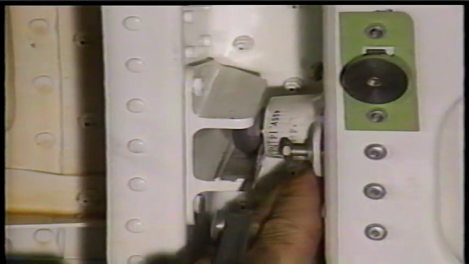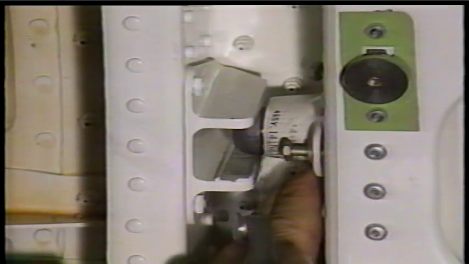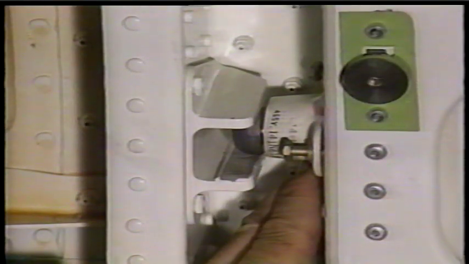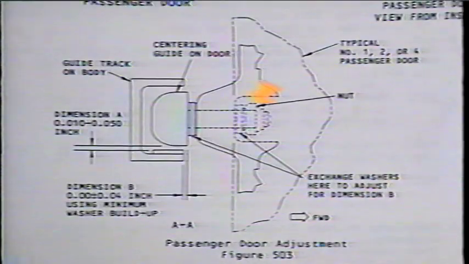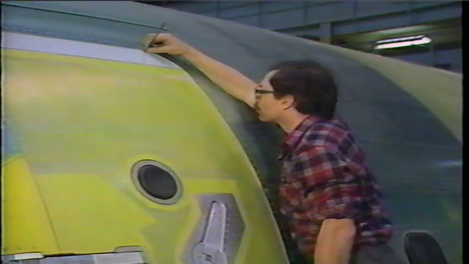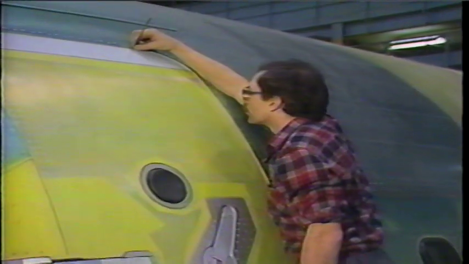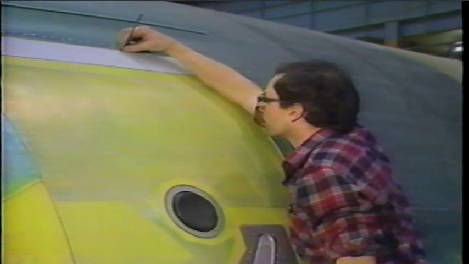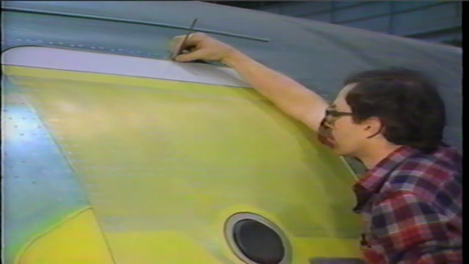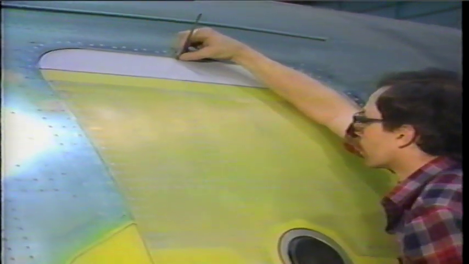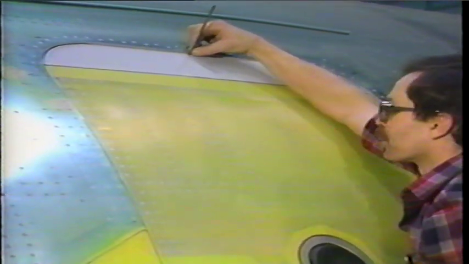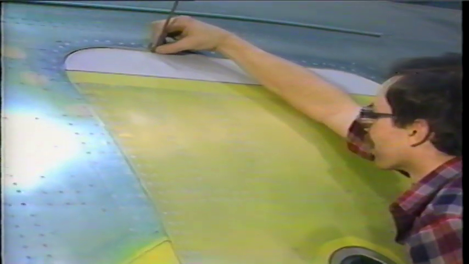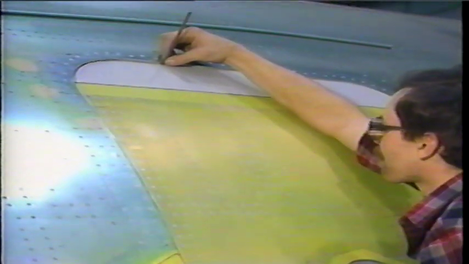Adjust gap B as needed by exchanging washers between the guide side and the nut side of the guide fitting. This requires removing the guide fitting to access the nut. Tighten the nut on the centering guide enough to prevent the guide from rotating. Perform a second check of the door skin-to-body flushness at the top, bottom, and sides of the door. If the flushness requirements are not met, readjust the latch cams. The rest of this module will discuss the door mechanism adjustments.